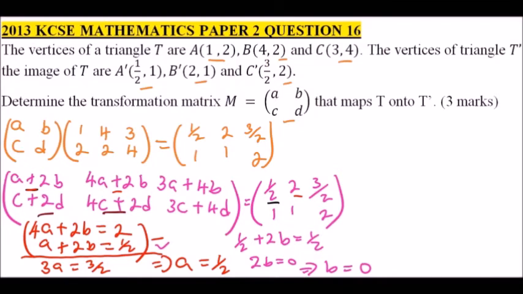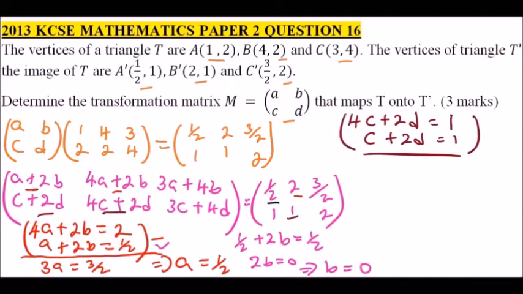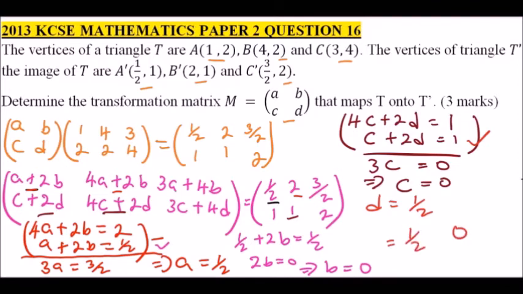So you have 4C plus 2D is equal to 1, and we have C plus 2D is equal to 1. You subtract, and you get 3C is equal to 0, implying that C is equal to 0. And when you substitute C equals 0 here, you get that D is equal to a half. So our matrix is a half, 0, 0, and a half. So that is our matrix (A, B, C, D). So that's how you do that question.